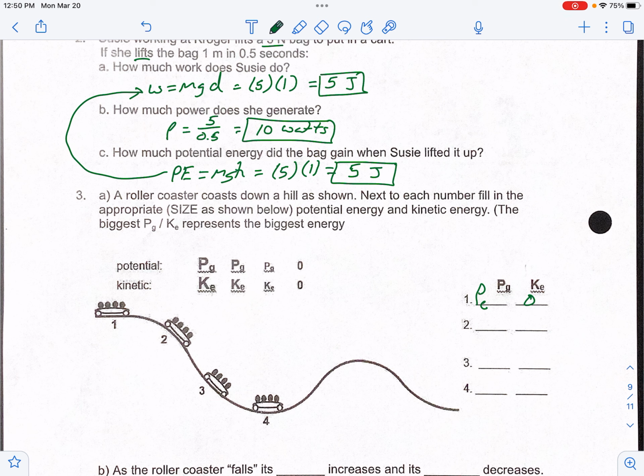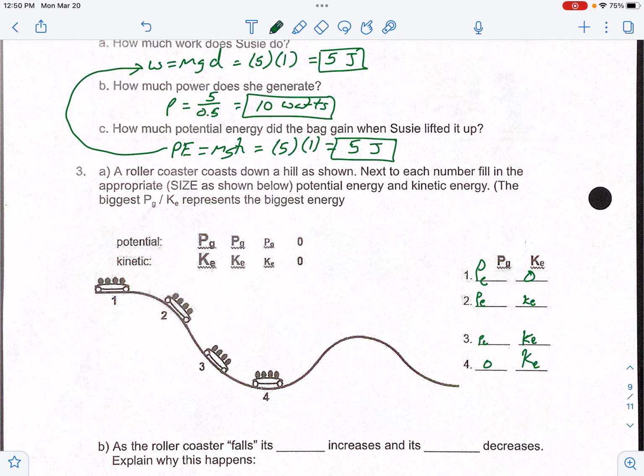As we go down, potential energy is going to get smaller. Okay, that means kinetic energy is going to start building up. So it's still going to be small, okay, but not near the potential energy size. Okay, and then as we keep going down, potential energy is going to get smaller, and kinetic energy is going to get bigger. Okay, and then when we get to the bottom, potential energy is going to top out at 0, so there's nothing there. And then kinetic energy is going to be the biggest at the bottom because that's when you have the most velocity.